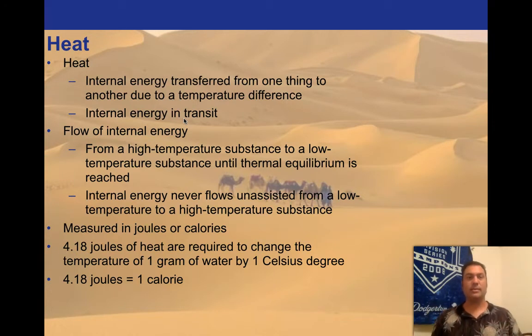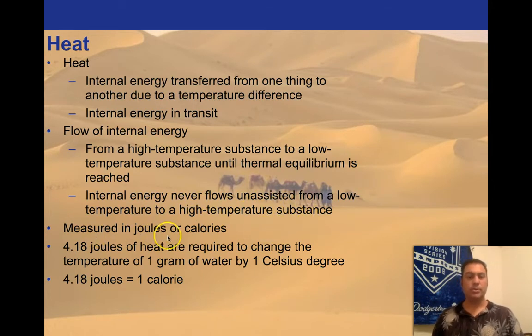That is heat. Okay, and the flow of internal energy from a high temperature substance to a low temperature substance until thermal equilibrium is reached. We're going to be talking about this in another lecture as well. But it always goes from high temperature to low temperature. You wouldn't expect something that is of low temperature to start vibrating something of a high temperature and bringing it down, right? It's the other way around. The energy always flows from areas of high to areas of low energy. Okay, the internal energy never flows unassisted from a low temperature to a high temperature substance, which we just stated.